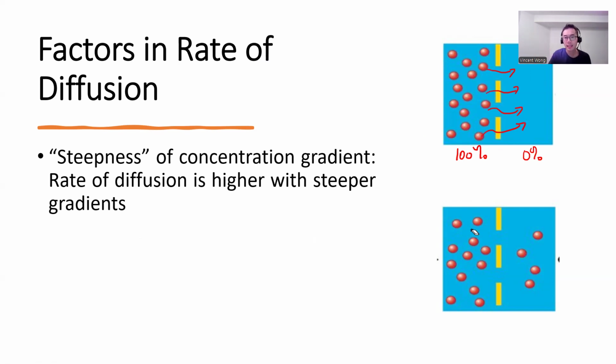On the other hand, if you have, let's say, here is like 80% and this is like 40%, the difference is only 40 as opposed to 100. They will still go from high to low concentration, but it's not going to be happening as quickly. Right? So all these factors I'm describing to you talk about how fast diffusion is going to be happening. Okay. So the greater the difference between two areas, the faster they are going to diffuse.